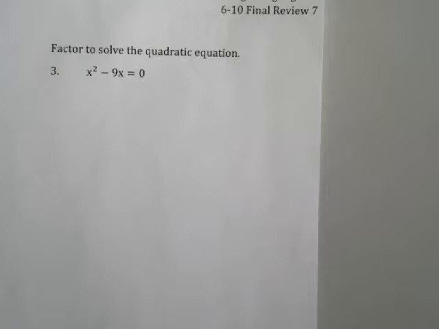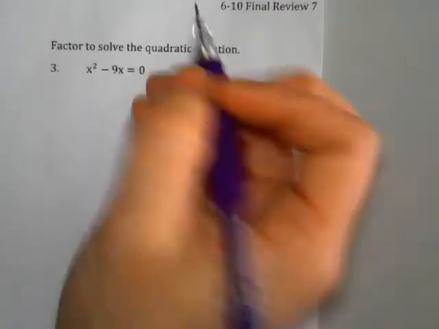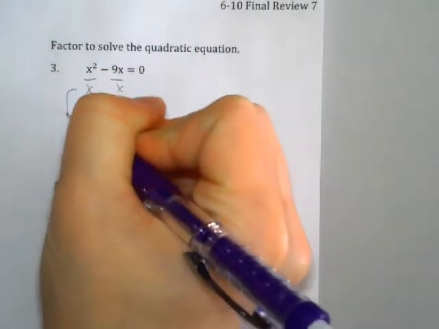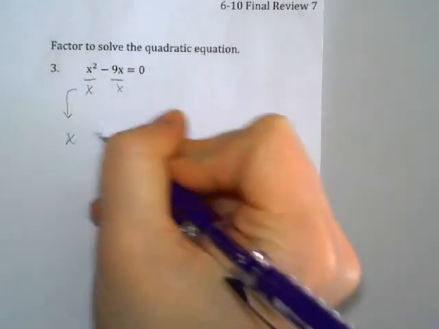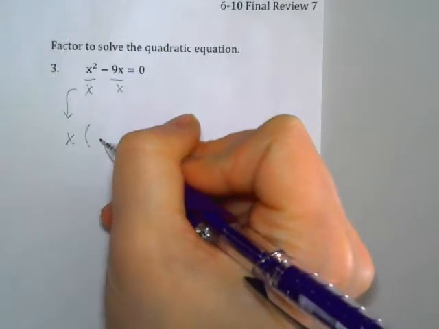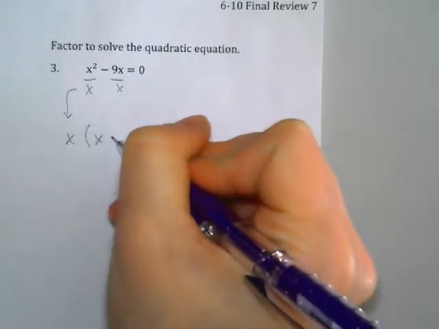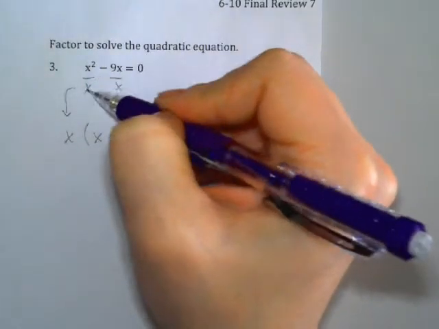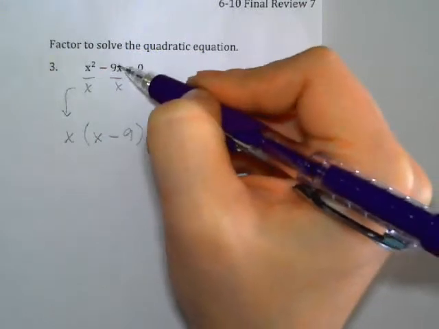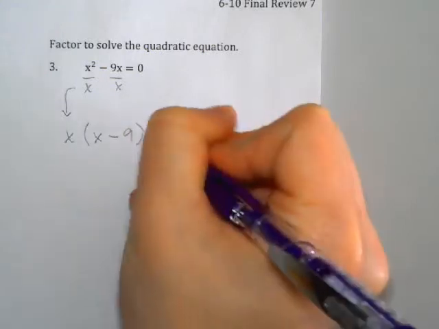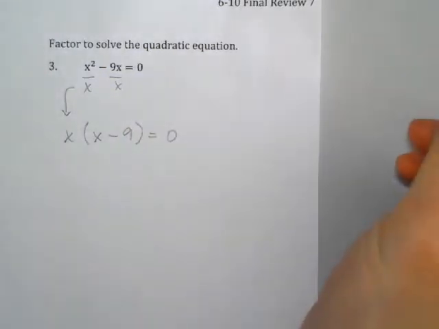Do we have a greatest common factor? Because we only have 2 terms here, right? Both of these have an x that I can divide out. So if I divide out that x, what's inside the parentheses? x minus 9. Because x squared over x leaves me with that x, and 9x divided by x just leaves me with the negative 9. And that equals 0.